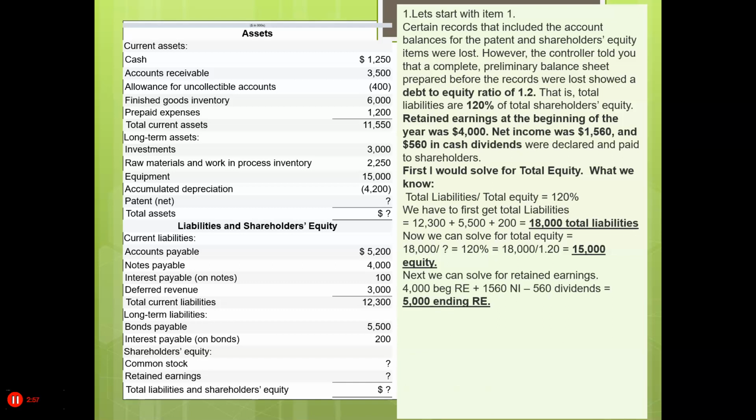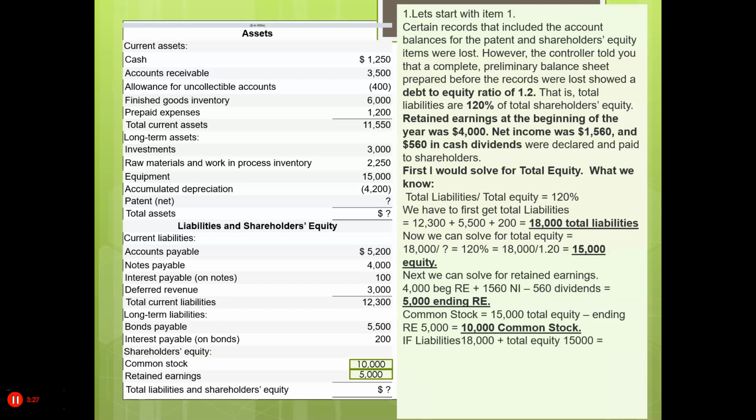Next, we can solve for retained earnings, where they give you the information. They tell us that beginning retained earnings is $4,000. We had net income of $1,560, and we subtract out the dividends, which tells us our ending retained earnings is $5,000. Now, common stock equals $15,000 total equity minus ending retained earnings, so we know our common stock is $10,000. Now we can come up with our total liabilities and stockholders' equity. That would be $33,000, and that would be the same as total assets.